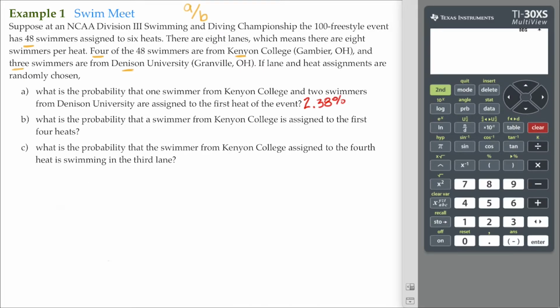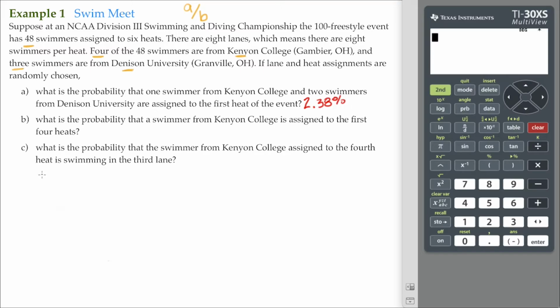So for letter B, it says, what is the probability that a swimmer from Kenyon College is assigned to the first 4 heats? So for the first heat, we've got these 48 swimmers. We're going to choose 8 of them. What's the probability that one of the swimmers is from Kenyon College? Then we go on to the second heat. We're going to choose the swimmers for the second heat. What's the probability that there's a swimmer from Kenyon College for that heat? And then, of course, for the third heat and the fourth heat. That's the idea.